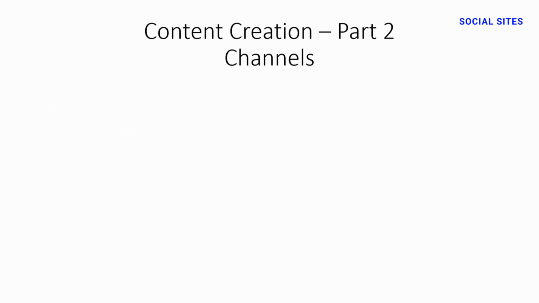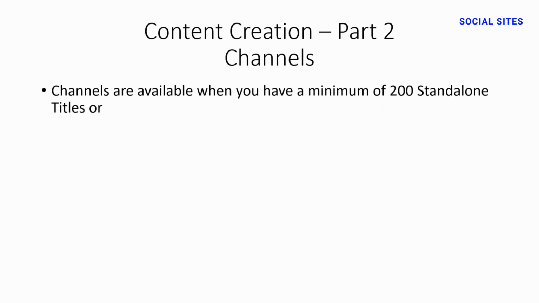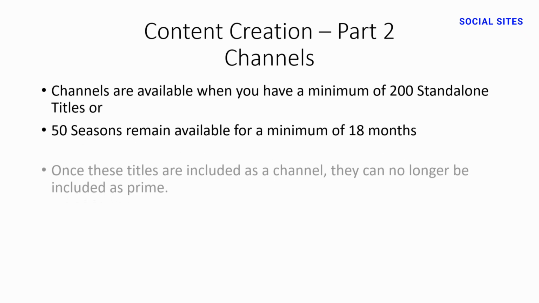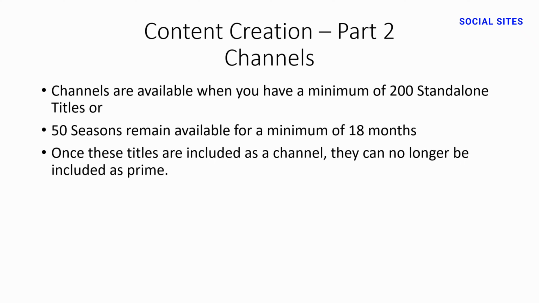Now, with respect to channels, they are available when you have a minimum of 200 standalone titles or 50 seasons available for a minimum of 18 months. That's quite a bit of content, but it may be something that you want to build toward. Now, once these titles are included as a channel, though, they can no longer be included as Prime Video.